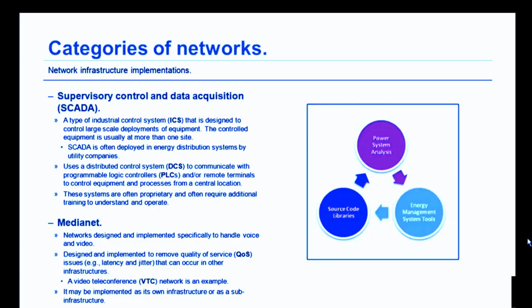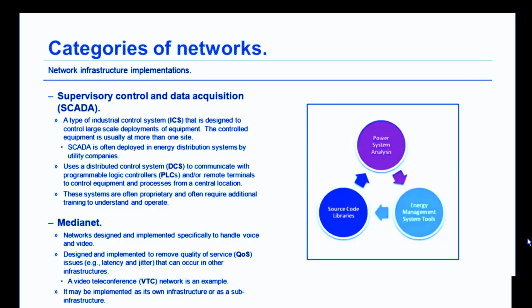Now a couple of special categories of networks. And first is the Supervisory Control and Data Acquisition network, the SCADA network. Now a SCADA network is a type of industrial control system, or ICS, that is designed to control large-scale deployments of equipment. The controlled equipment is usually at more than one site. SCADA is often deployed in energy distribution systems by utility companies.